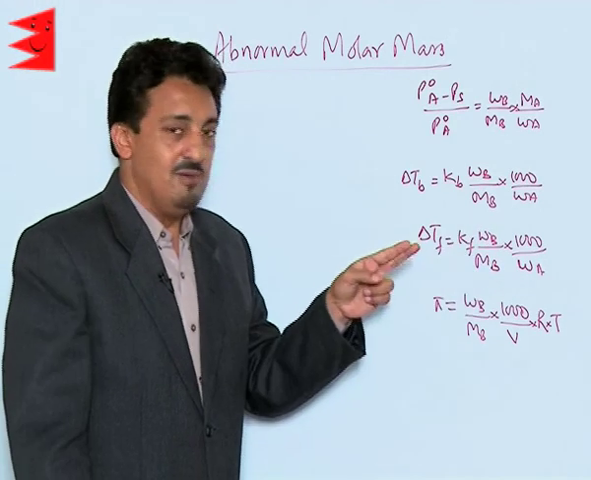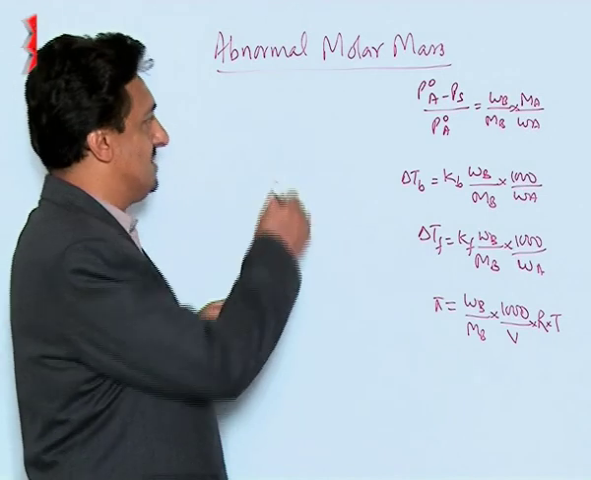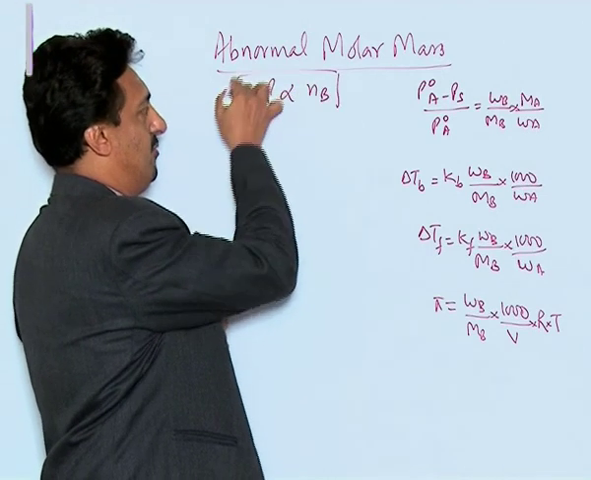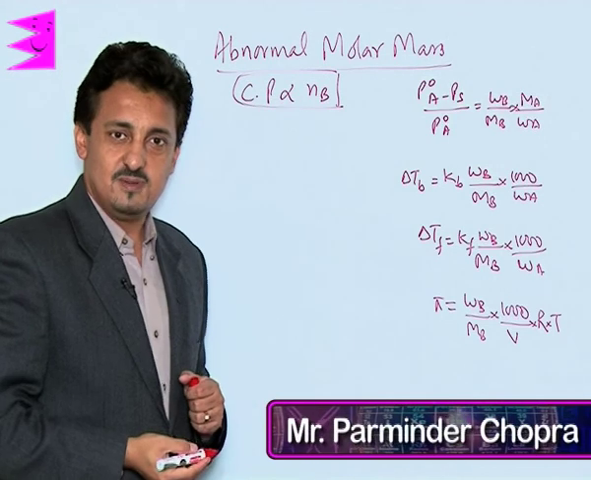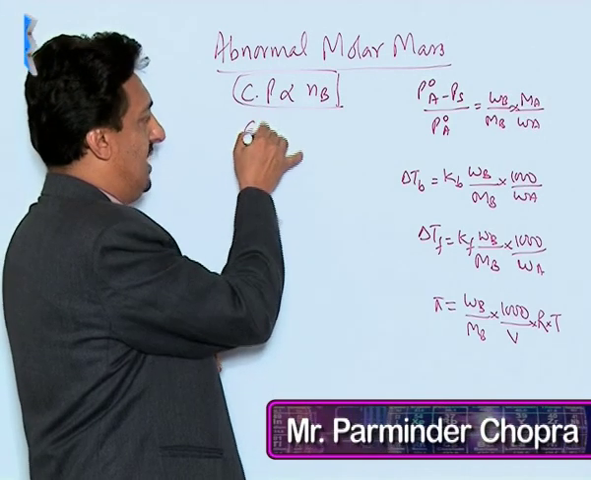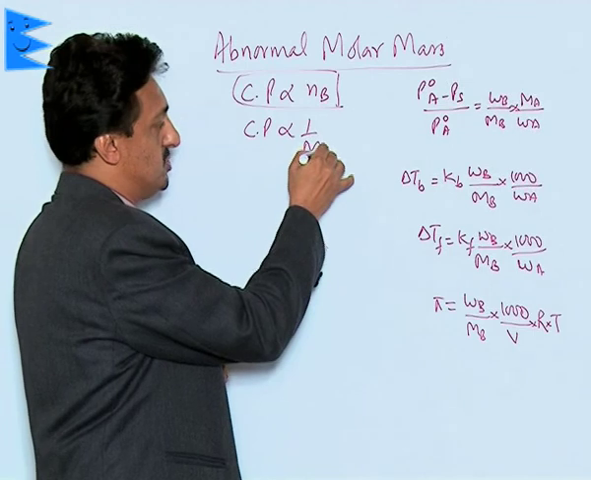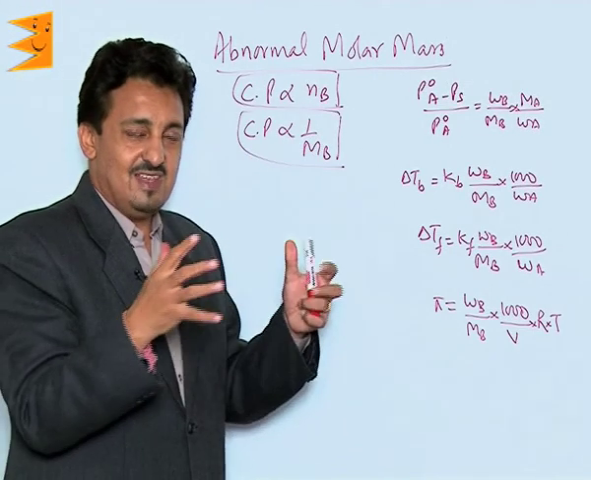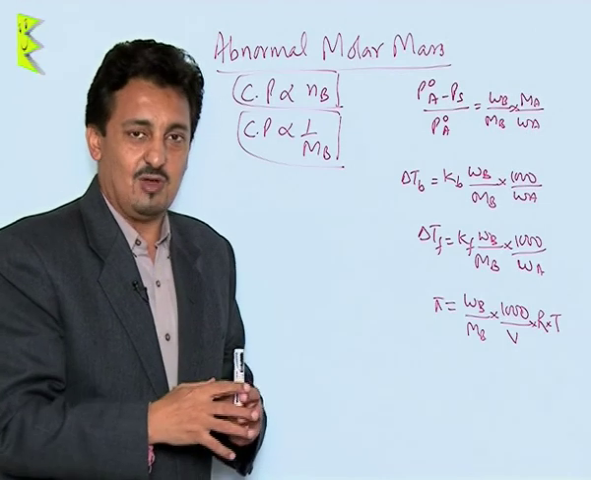So from these formulas, we can easily make out two very simple things. The colligative property is directly proportional to the number of moles of the solute which is present in the solution, as well as inversely proportional to the molar mass of the solute which is there in the solution. So larger is the mass, lesser will be the value of the colligative properties.